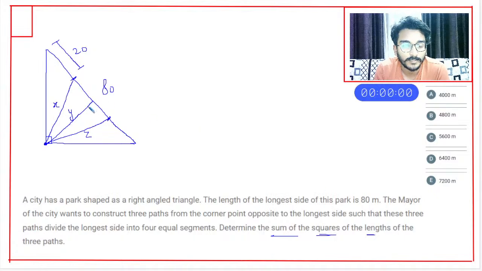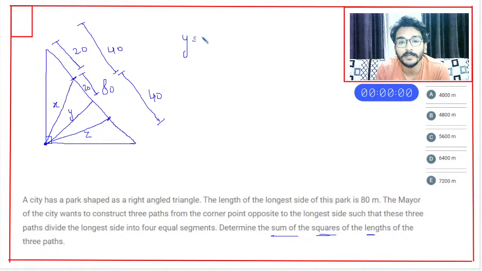So it is clearly visible to us that it is 20. It is 20. We can say this is completely 40 and this is 40. So what is this y? This y is making a midpoint. It's a median for us, because it is dividing the hypotenuse into equal parts.